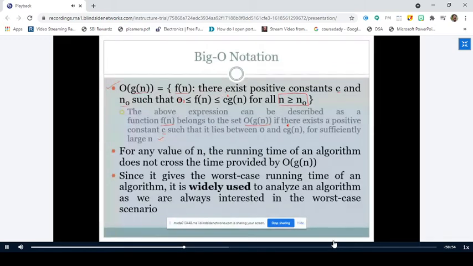And there exists a c here. What is this c? It is nothing but a constant. So f of n always lies between 0 and c into g of n, right? We'll see in the graph itself. For any value of n you take, the running time of the algorithm does not cross the time provided by the big O of g of n. So tell me what this big O of n represents. Is it the upper bound or lower bound?